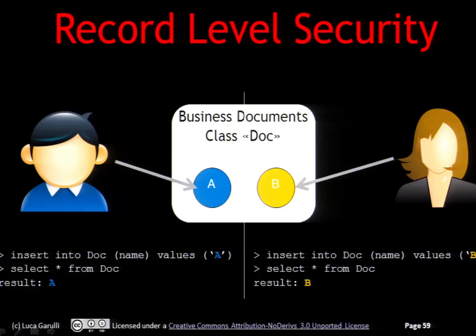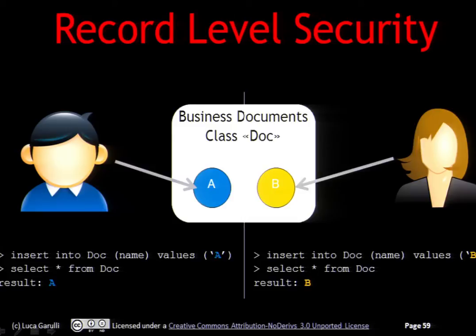For example, we define the document class, and we have two users that store and read records in the same class, in the same database. The first user does an insert, just creates a document, and the other user does the same. When the first user gets all the records from the document class, it only retrieves its own records, and the same for the other user. So we have record level security to avoid injection and to be very sure that the user can't read any other record. This security is implemented at a low level, so it's impossible for a user to read other records without permission.